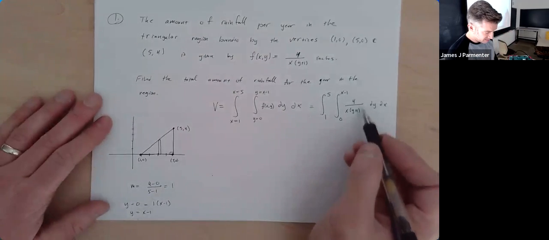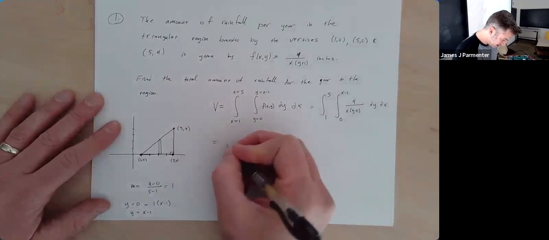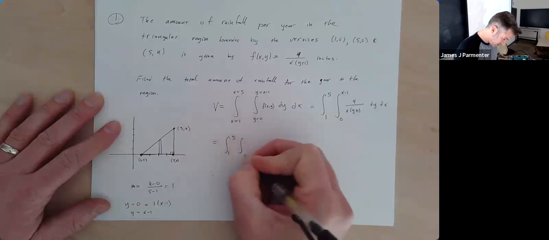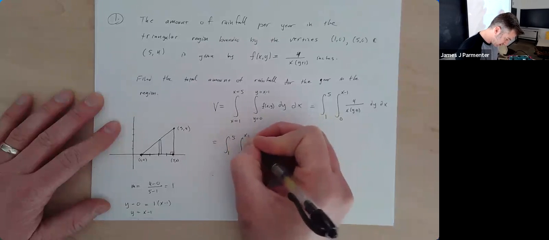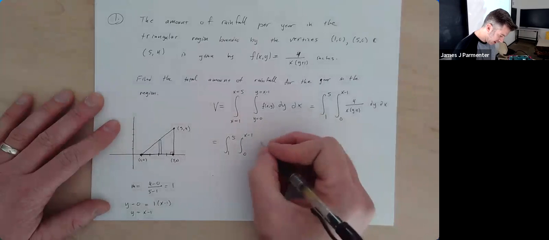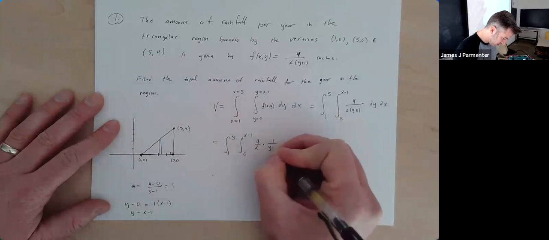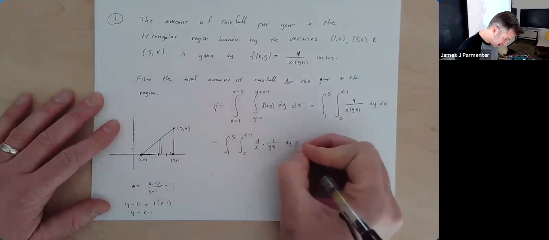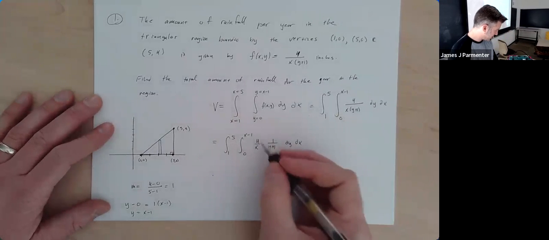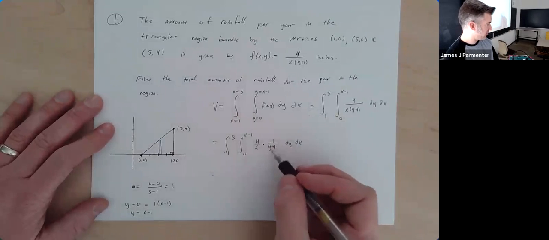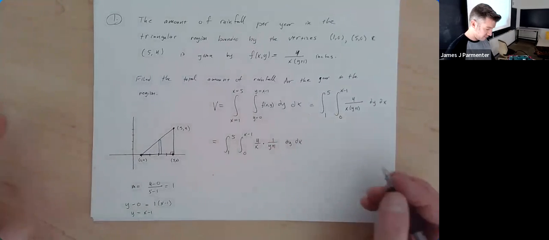So if I know I'm going to integrate with respect to y, I might rewrite this as the integral from 1 to 5 of the integral from 0 to x minus 1. I'm going to say I've got a 4 over x times a 1 over y plus 1. Because then I can treat that 4 over x as a constant and integrate the 1 over y plus 1 using my usual methods of integration.